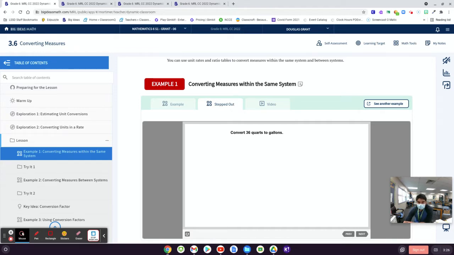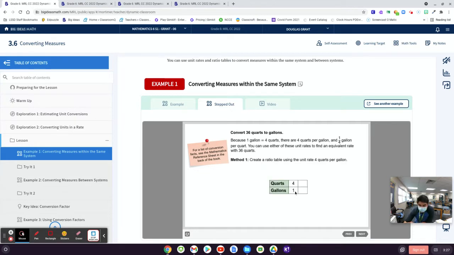First off, we need the exact conversion between quarts and gallons. I don't know what that is, so you're going to have to look that up, or they're going to have to provide that to you. But it says here 1 gallon is equal to 4 quarts, because there are 4 quarts in 1 gallon. So we go ahead and write this in a ratio table, 1 gallon for 4 quarts. And now there's going to be a 36 here. And so we have to fill out this ratio table.